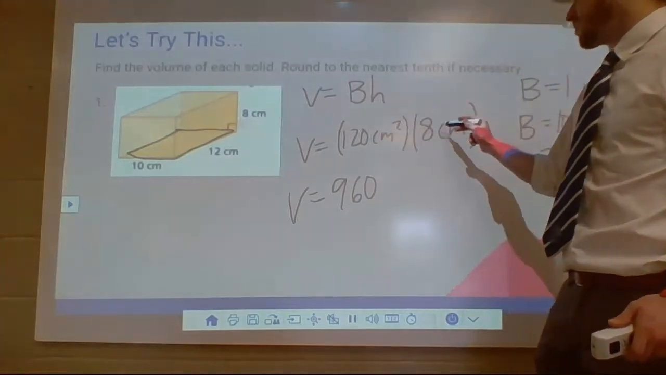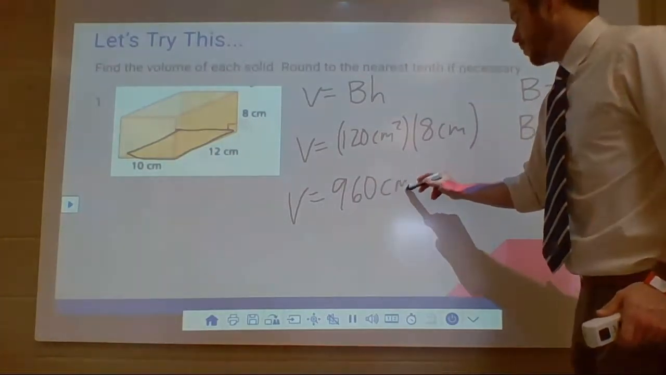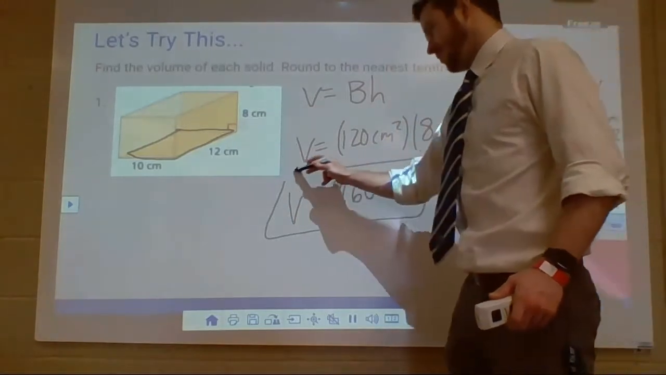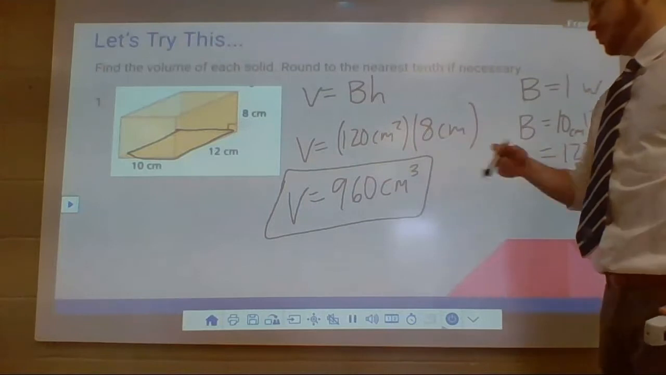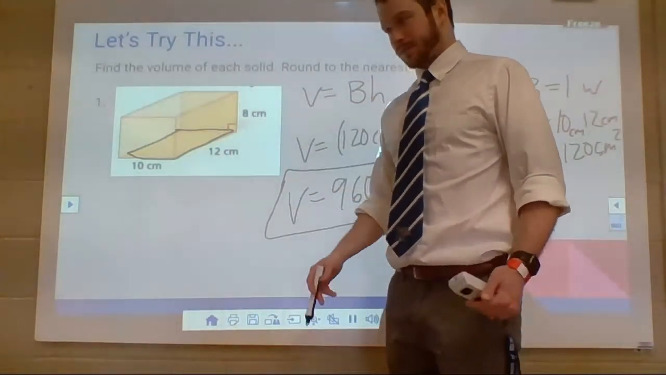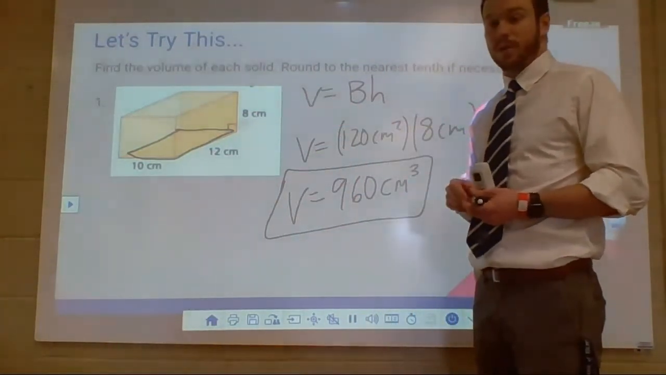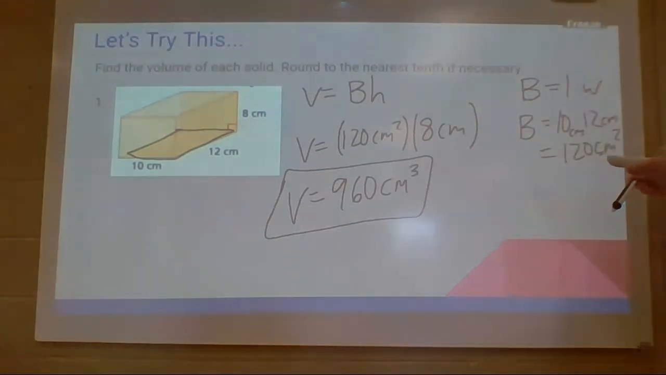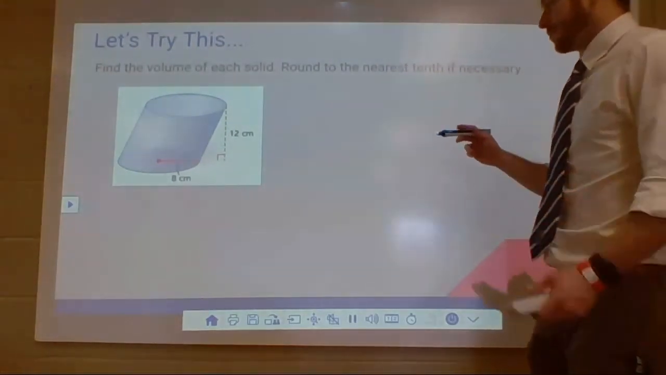And then centimeters squared times centimeters, well, that's going to be centimeters cubed. When you're finding volume, the unit is always going to be cubed. So that's our final answer, 960 centimeters cubed. Basically all we did here was we said 10 times 12 times 8. That may not work for every type of prism, but it definitely works for a rectangular prism. So let's go ahead and move forward. So let's find the volume of this cylinder.